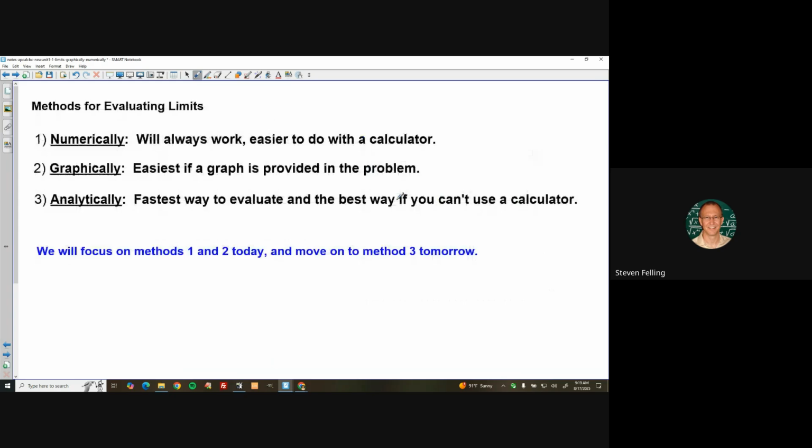First of all, there are three main methods for evaluating a limit. Numerically, which will always work. We're going to learn that method today, although it is easier to do if you have a calculator, which we don't always have available. And then graphically, which is easiest if a graph is provided in the problem. Then you can just, by inspection, like we did on that last screen, see what y seems to be approaching. And then analytically is a faster way to evaluate, and it's the best way if you're not able to use a calculator and you don't have a graph. So today we're going to focus on methods 1 and 2, and in the next lesson we will look at number 3 in more detail.